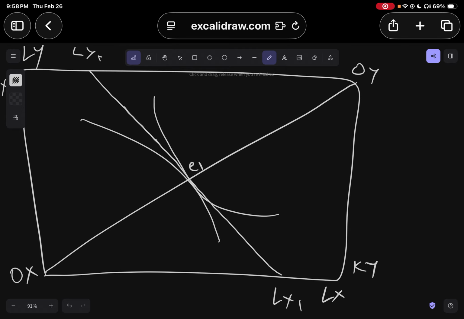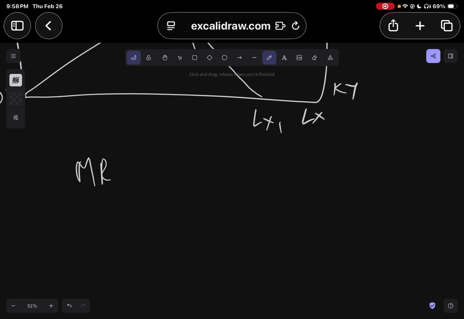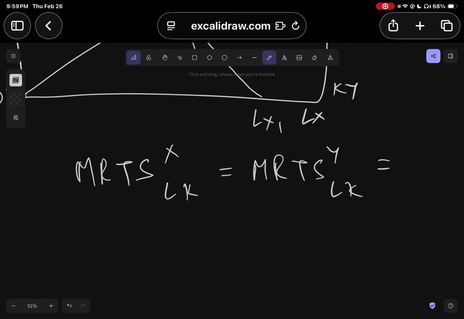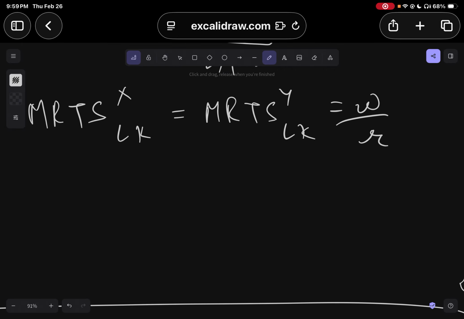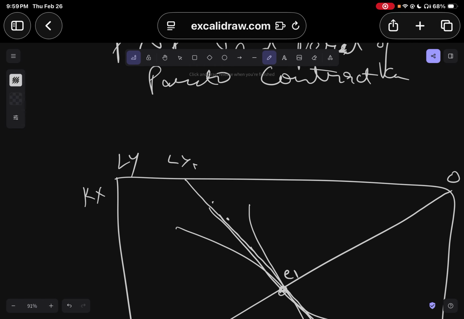At E1, MRTS, the marginal rate of technical substitution for commodity X using labor and capital as factors of production, equals MRTS for Y with labor and capital, which equals wages upon rent. So at point E1, we will have MRTS LK of X equals MRTS LK of Y equals wage upon rent. Equilibrium in production takes place when the isocost in the market is tangent to the isoquants of commodities X and Y at the same time. So isoquants should also be tangent to the isocost. So at point E1, isocosts are also tangent to isoquants, making it equilibrium.